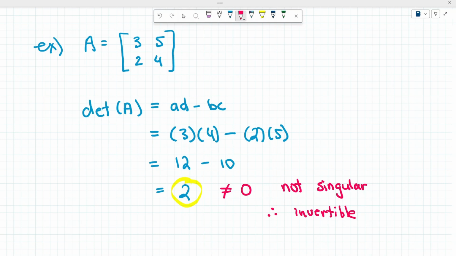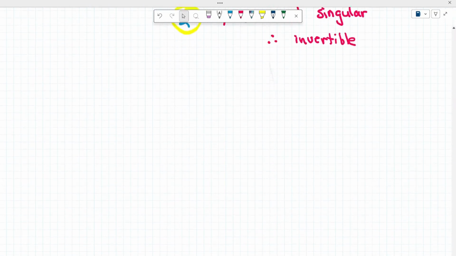That means we can manipulate it, we can take its inverse, and ultimately this means that we can decompose this matrix using other techniques that I will show you in my later videos. Okay, let's take a look at another example. So we'll do our second example for 2 by 2 matrices.